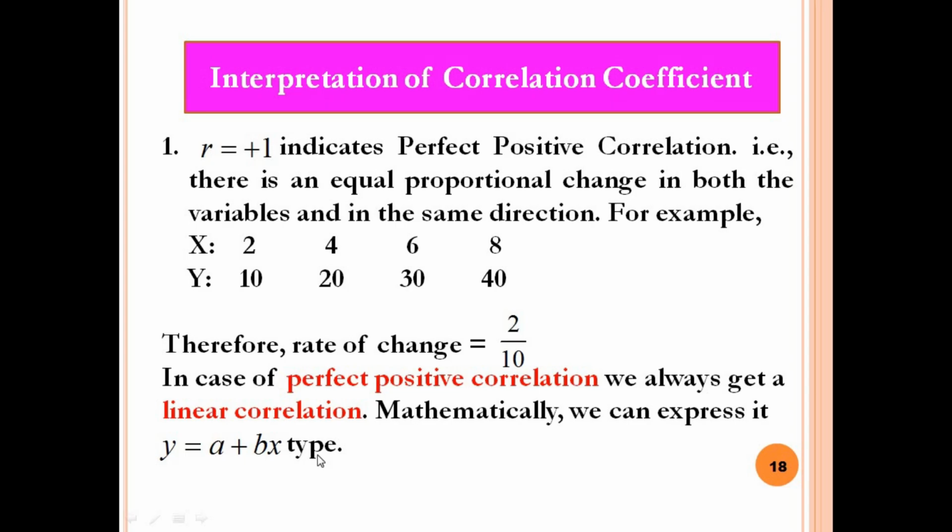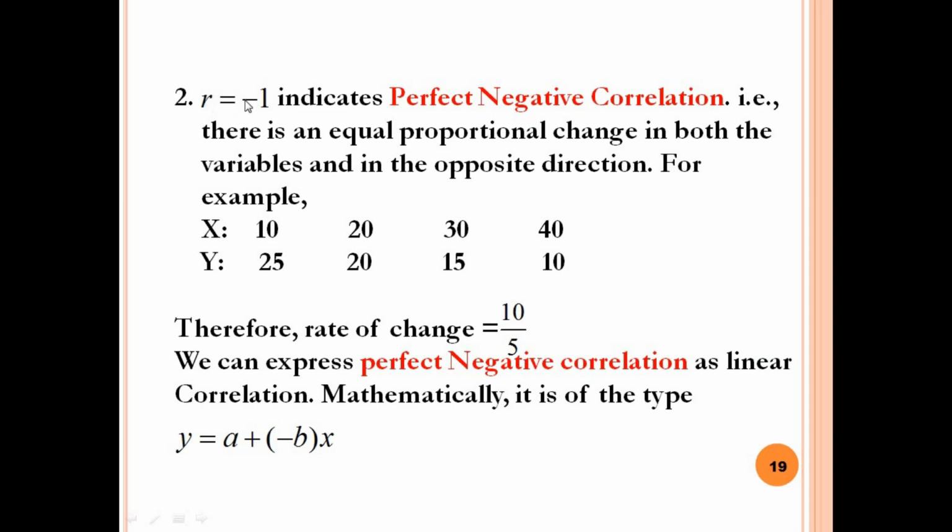Number 2, r equal to -1. What is this? If r equal to -1, then this is the perfect negative correlation. That means there is an equal proportional change in both the variables and in the opposite direction. For example, you see x 10, 20, 30, 40. Here difference is 10. And y 25, 20, 15, 10. Here it is 5.